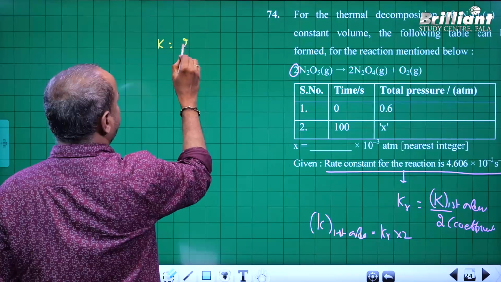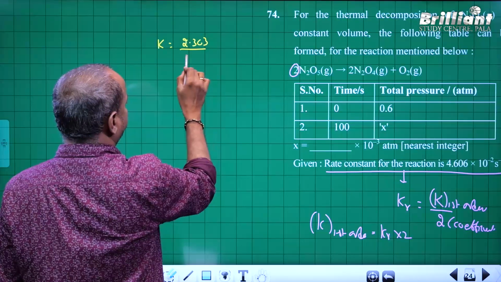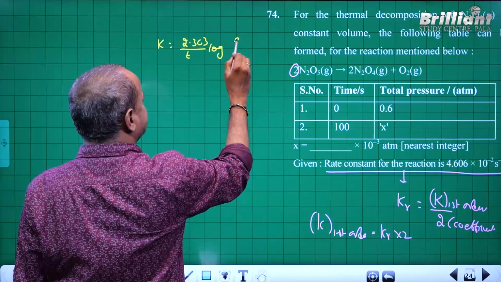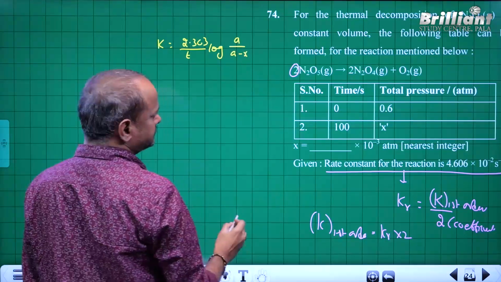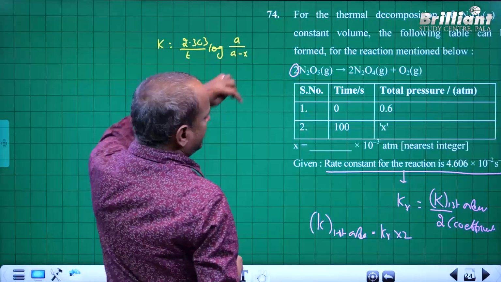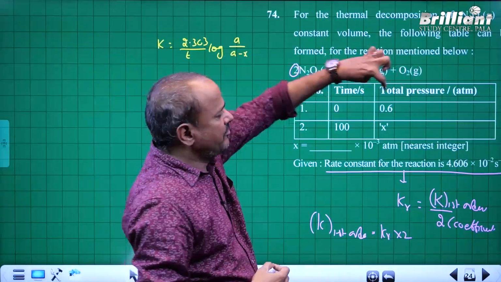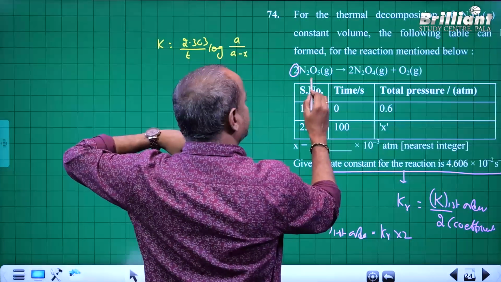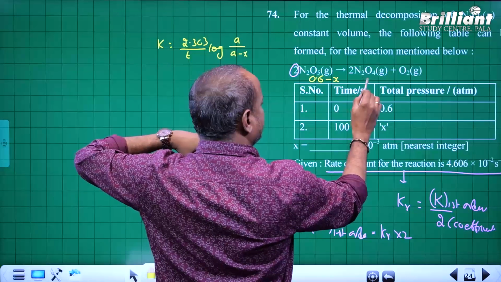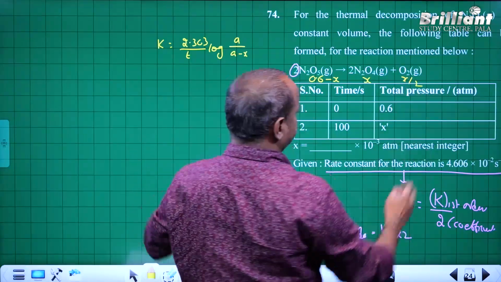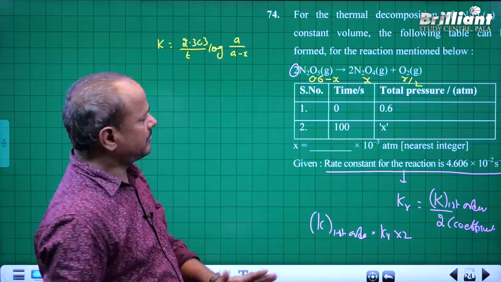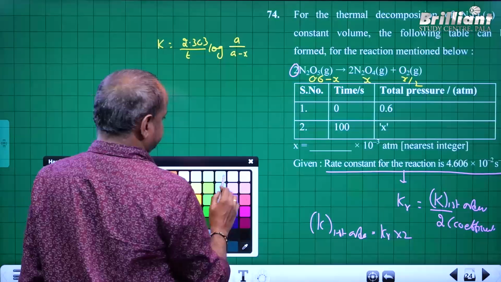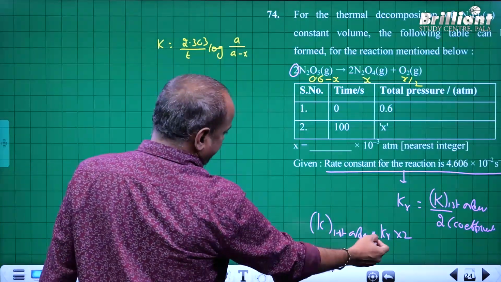K is equal to 2.303 by t log A by A minus x. Assume for 1 mole, selection of 2 moles is correct, no problem, 1 mole is the easy method. 1 mole, 1 mole, 1 by 2 moles. So 0.6 minus x, x by 2, for 1 mole. 0.6 minus x, x by 2. K is taken Kr into 2.